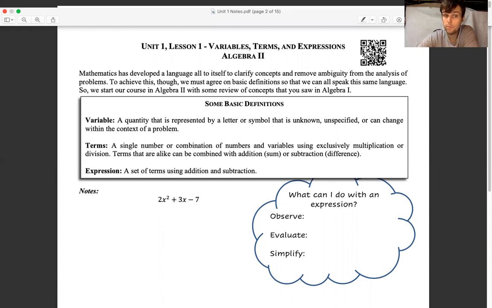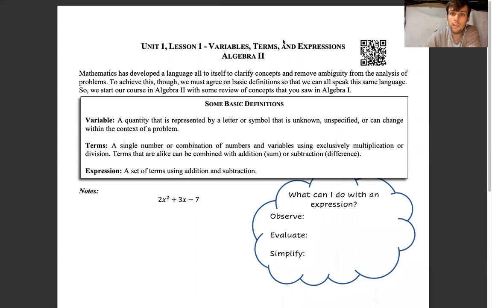We have variable, terms, and expressions. A variable is a quantity that is represented by a letter or symbol that is unknown, unspecified, or can change within the context of a problem. So all of those things match the definition of a variable. For our purposes, and what we're going to be talking about today, we're mostly going to be focusing on letters. We'll get into these other definitions of variables as we come forward. So a lot of times when we're dealing with variables, we're going to be dealing with letters. X is a very, very common one. We may also have Y or some other letter or symbol.